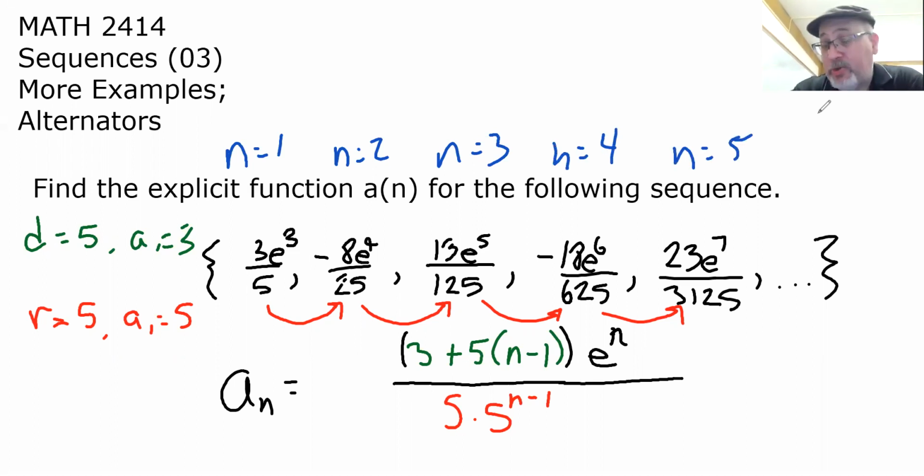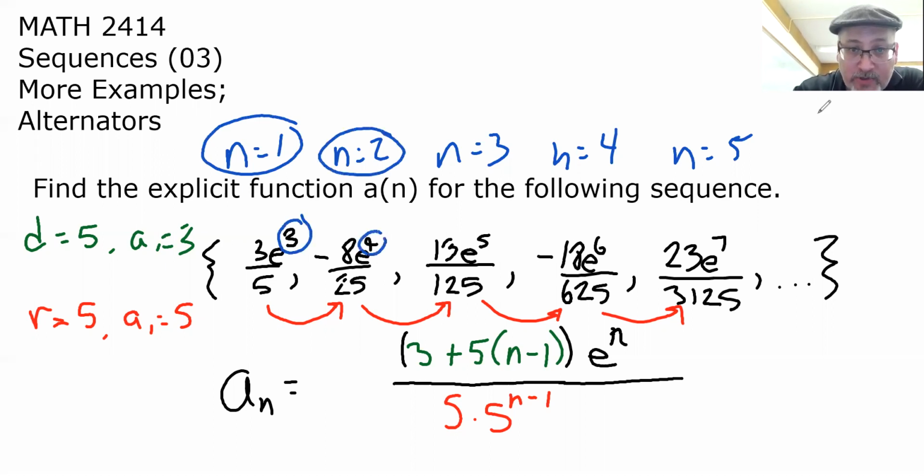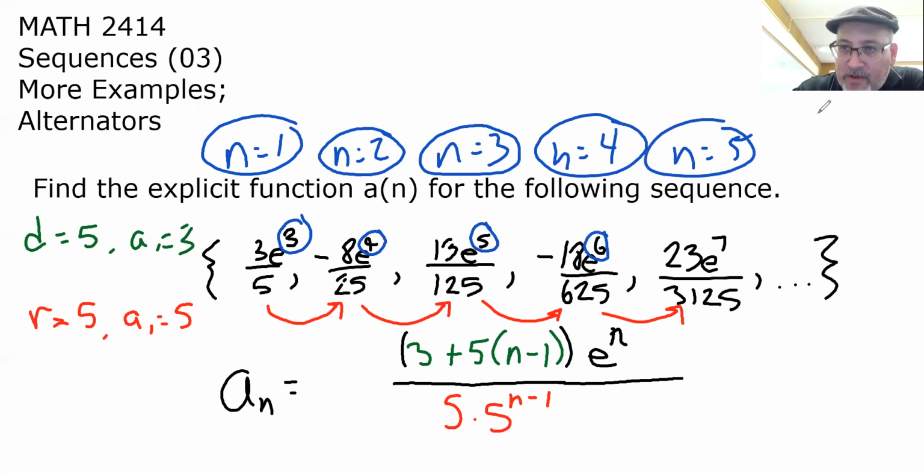And really the big question we're answering is, what do we do to the n to get all of these different terms in the sequence? Well, if you'll notice, the exponents on the e, which start at 3, are all 2 more than their position in the sequence. In the first position, the power is 1 plus 2, which is 3. In the second position, the power is 2 plus 2, which is 4. In the third position, the power is 3 plus 2, which is 5, and so on and so on. 4 plus 2 is 6, 5 plus 2 is 7. So it looks like to get the exponent on the e, all we have to do is add 2 to the current position.